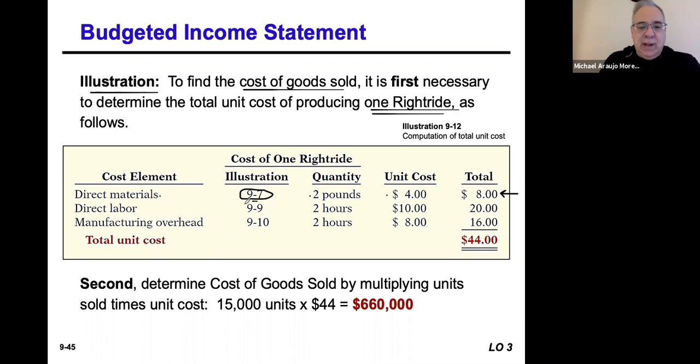We know from the direct labor budget, which is illustration 9.9, it takes 2 hours to build one of these units at $10 per hour. So we have $20 of labor costs per unit.